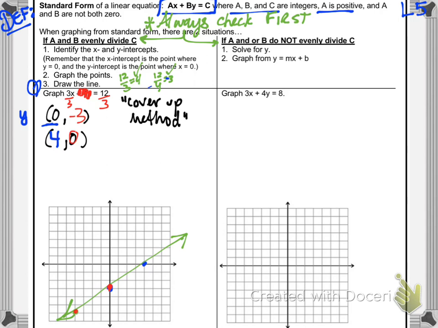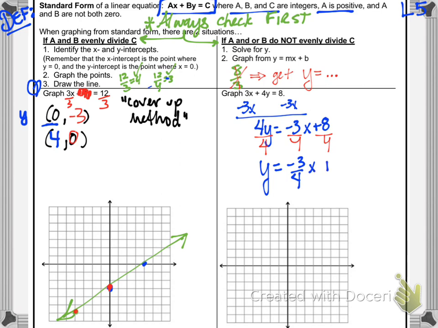All right, so if one of those doesn't evenly go into it, then I'm going to translate it into y equals format, into slope-intercept format. So I first subtract 3x from both sides. Now I got to divide everything by 4. That gives me this, and you should understand how to graph these.